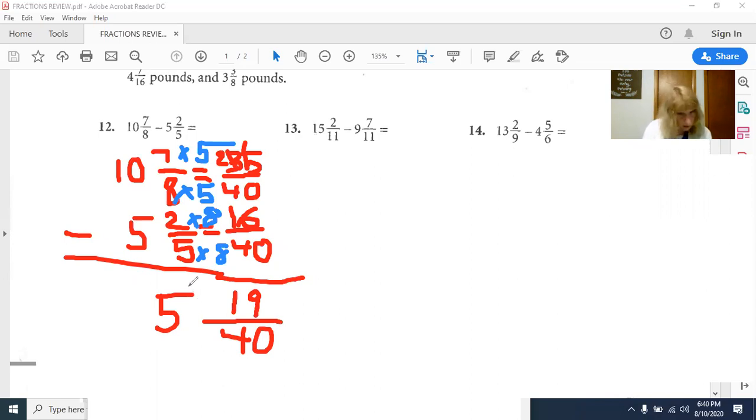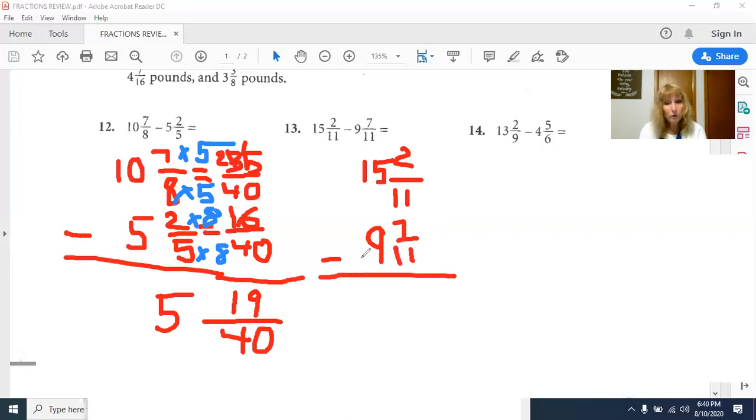Okay, number 13. Let's just see what we got here. 15 and 2/11 minus 9 and 7/11. This is one example of borrowing because 7 is bigger than 2. So I have to borrow from the 15, from the whole number. That's going to become 14.